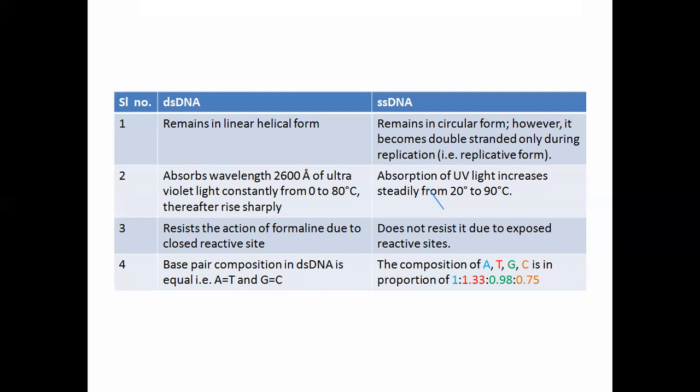The composition of adenine, thymine, guanine and cytosine is in the proportion 1 for adenine, then 1.33 for thymine. For guanine it is 0.98 and for cytosine it is 0.75. Okay, so these are some basic differences between double-stranded DNA and single-stranded DNA.